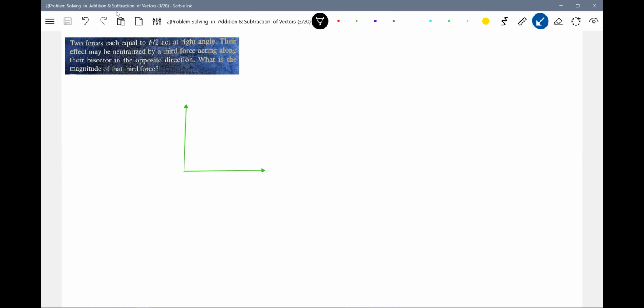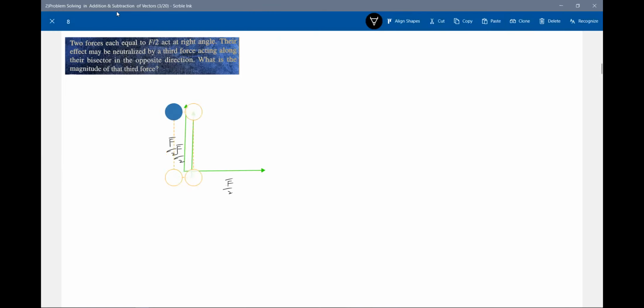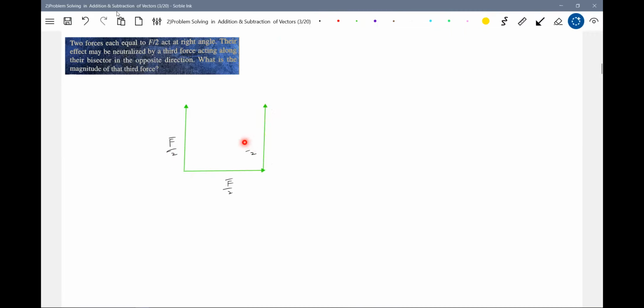Suppose that this is the force F by 2 bar. This force is F by 2 bar. How will the resultant be? So we'll go for shifting. If I shift this vector, it will come here. So then the resultant vector, where will it be? Resultant vector will come here. This is the resultant, no?